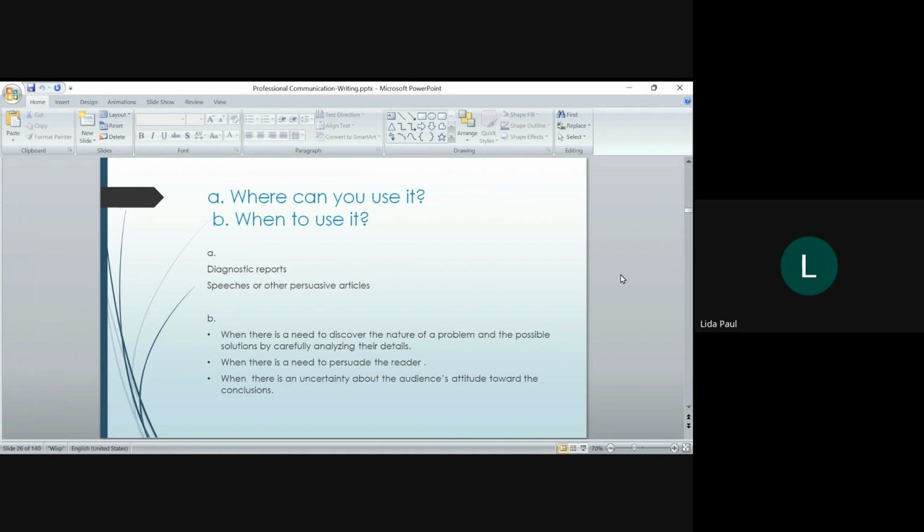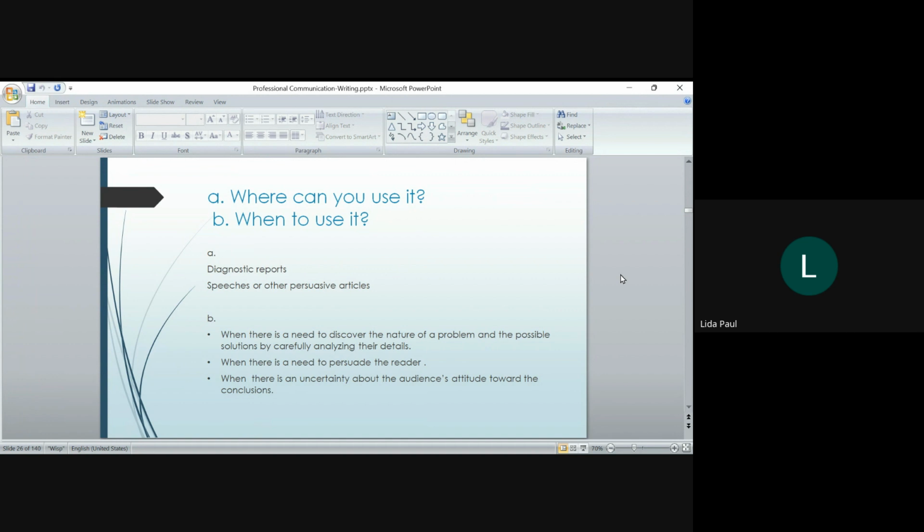Then look at this. The B part actually explains this carefully. When there is a need to discover the nature of a problem and the possible solutions by carefully analyzing the details, you can use this specific to general form of arrangement. The second thing is when there is a need to persuade the reader. Persuasion here means you want to sort of force the person to take some action about it, or you want to win them over to your side. That is what persuasion means.